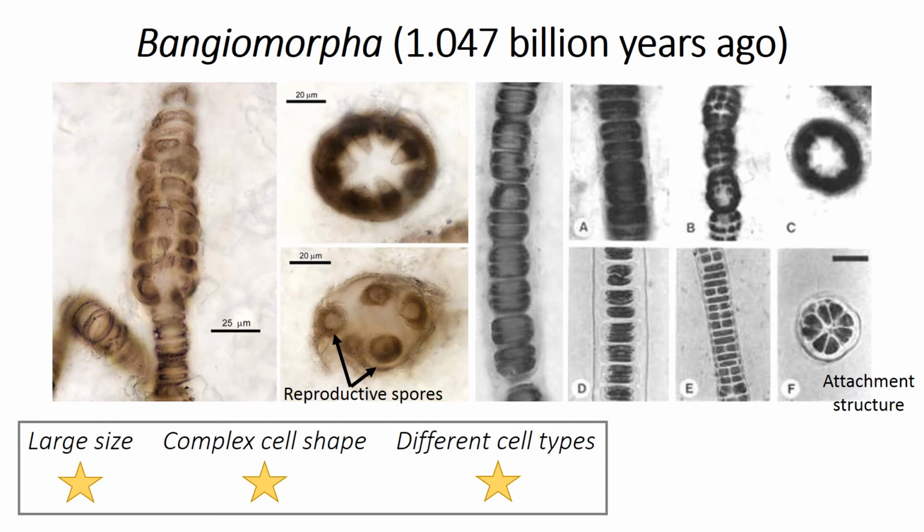So what's our verdict here? Well, Bangiomorpha is widely accepted as a definite eukaryote, and in fact, as a red algae belonging to one of the groups still alive today. So because of that, it's probably not one of the earliest eukaryotes. It did also live more than 1 billion years after the Great Oxidation Event.